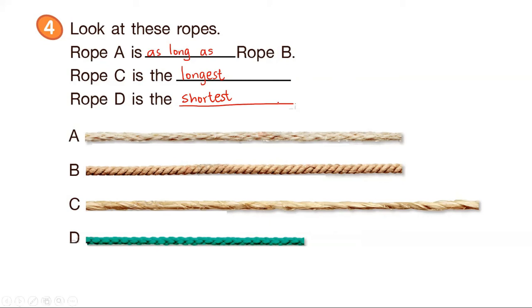I hope you understand that. So here we are comparing four things, and two of them, they are equal. So that's why we say rope A is as long as rope B. Then rope C, as you can see, it is the longest, and rope D is the shortest. So I believe that you have understood this very, very well. Let's do some practice.